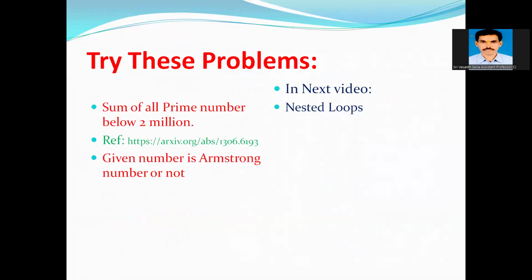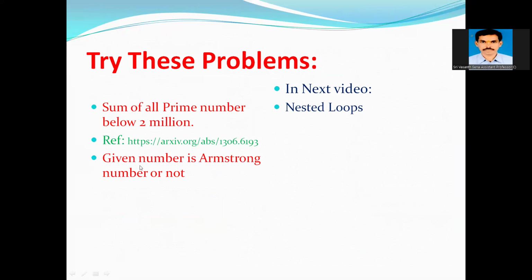In this way, you can try the other problem: sum of all prime numbers below 2 million. For the optimized way, for your reference, you need to follow this reference link. If you need optimized logic, we have developed nearly 7 to 8 logics; you need to find which one is the best.